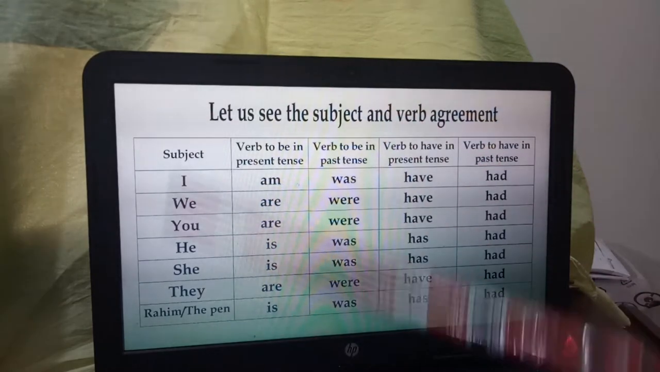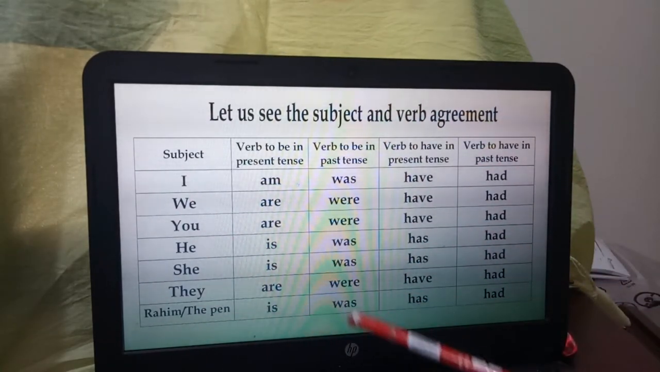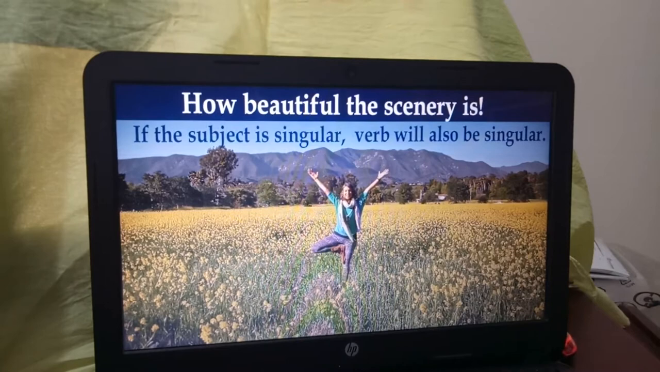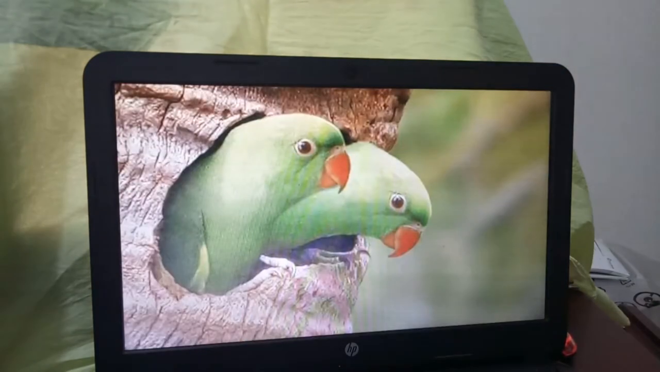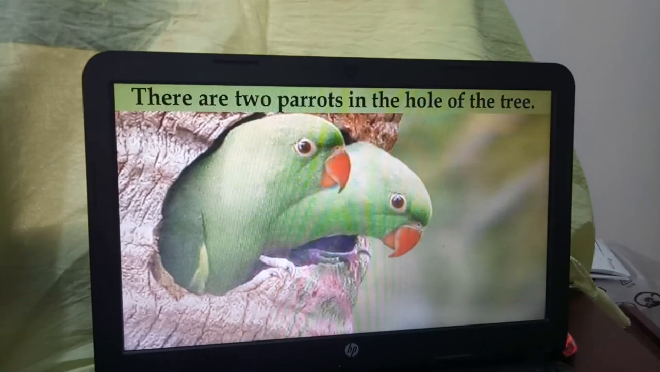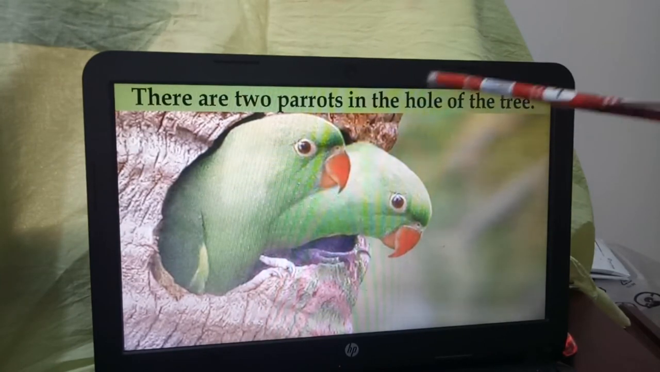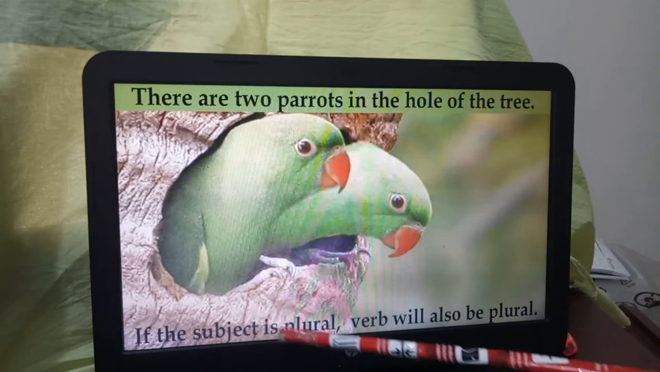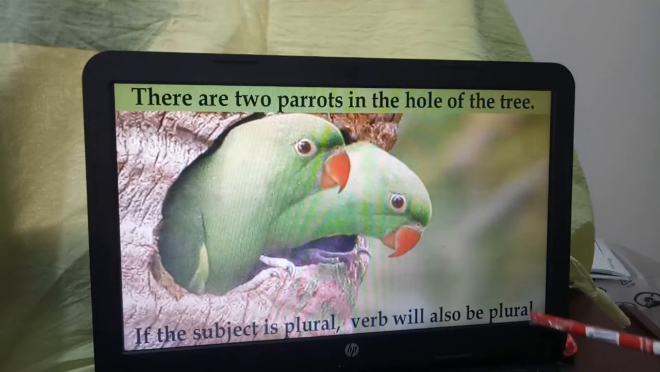For third person singular number, is, was, past tense has, past tense had will be put. How beautiful the scenery is. If the subject is singular, verb will also be singular. What can you see? There are two pillars in the hole of the tree. If the subject is plural, verb will also be plural.